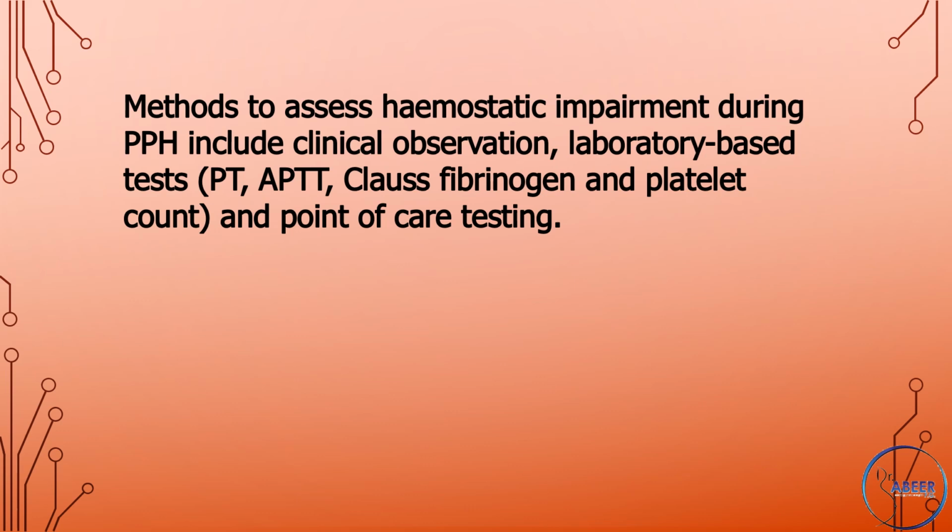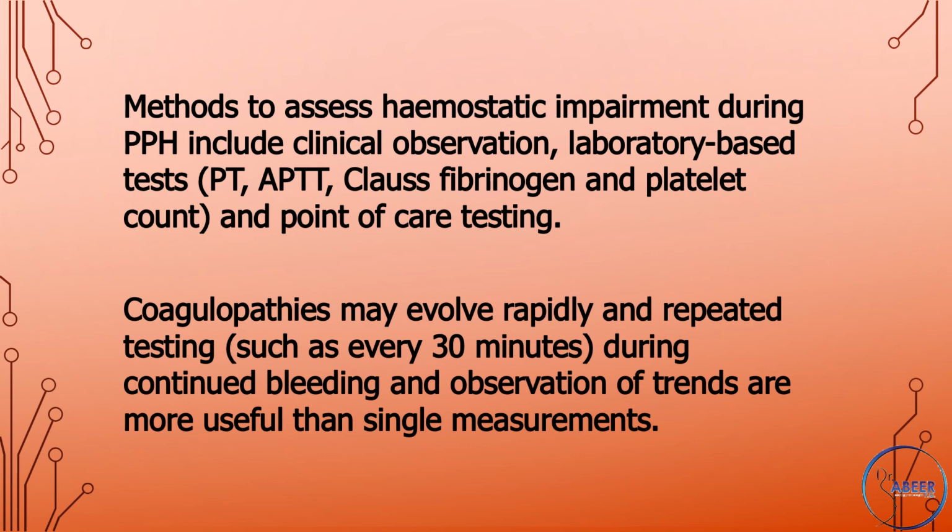Blood components. Methods to assess hemostatic impairment during postpartum hemorrhage include clinical observation, laboratory-based tests such as prothrombin time, activated partial thromboplastin time, Clauss fibrinogen and platelet count, and point-of-care testing. Coagulopathies may evolve rapidly, and repeated testing, such as every 30 minutes, during continued bleeding and observation of trends, are more useful than single measurements.